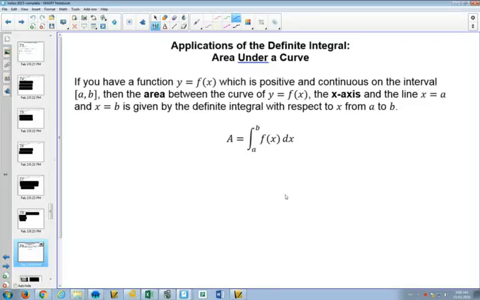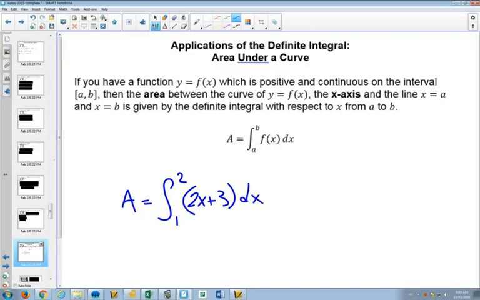So now we're going to look at the definite integral and its application, which is the area under a curve. So if you had a very complicated curve and you wanted to say, ooh, let's look at this very complicated curve, 2x plus 3.